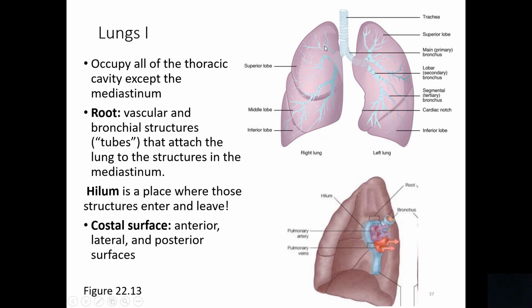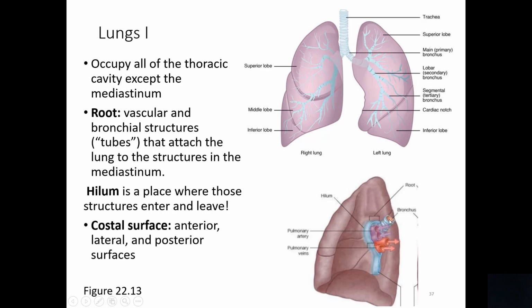Now, one more, the most important organ, lungs. Lungs take most of the space inside of our thoracic cavity. There are 2 of them, left and right, and between them there would be mediastinum. Root of the lung would be all vascular and bronchial structures, or simply saying tubes, that attach the lung to the structures in mediastinum. Here it is.